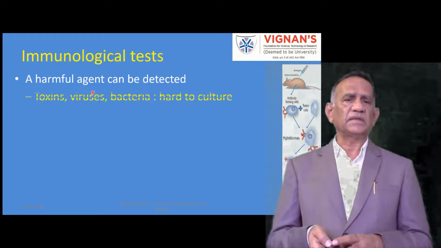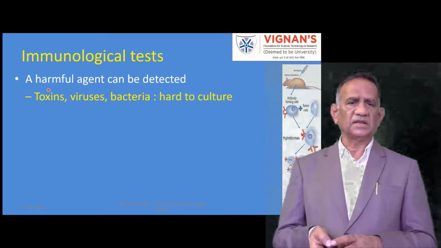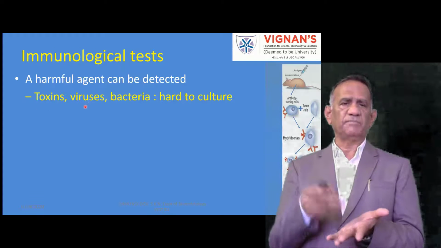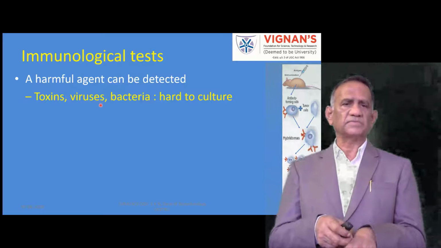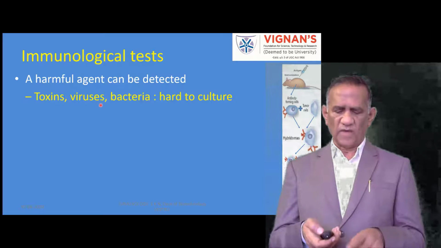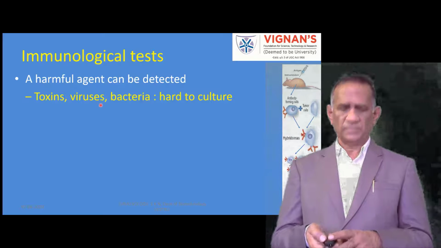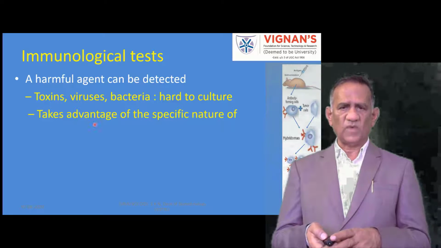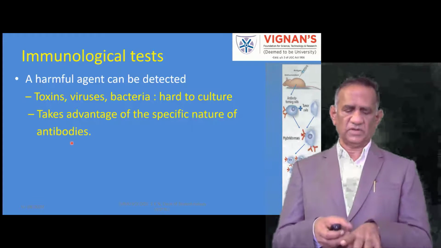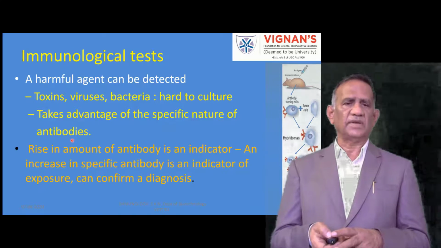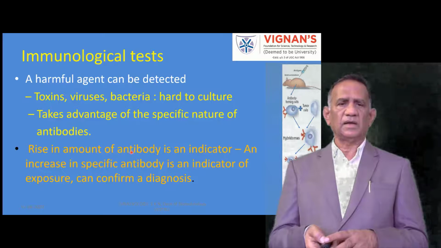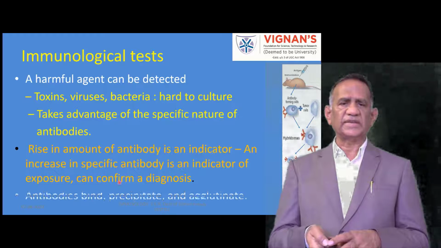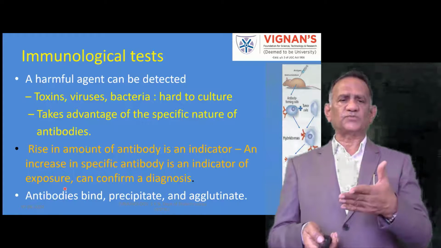A harmful agent can be detected, such as an antigen, a virus. Let us say a bee, an insect bee, bites us. It releases some sort of toxins, viruses, bacteria. They are hard to culture, and as a result, we can take advantage of the specific nature of antibodies. We take the antibodies and evaluate. So we measure the amount of antibody as an indicator. An increase in specific antibody is an indicator of exposure.